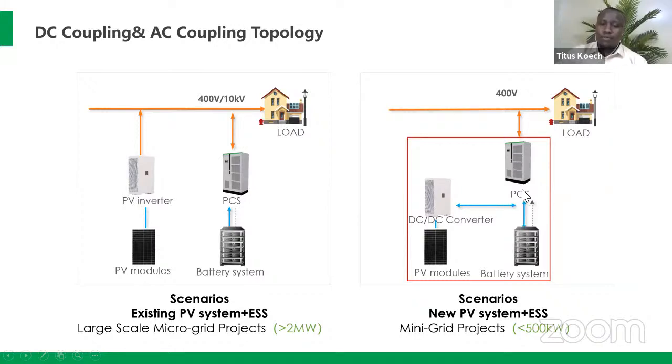Then it does the conversion from DC to AC, to now supply the loads. That is the usable form, that is the AC. So it's good to understand the different scenarios.